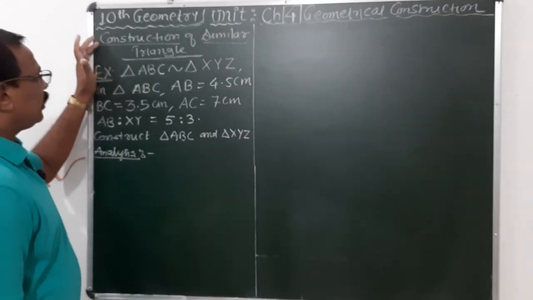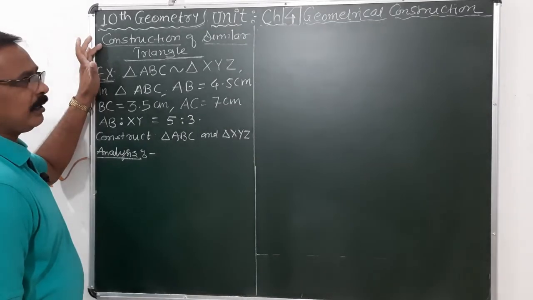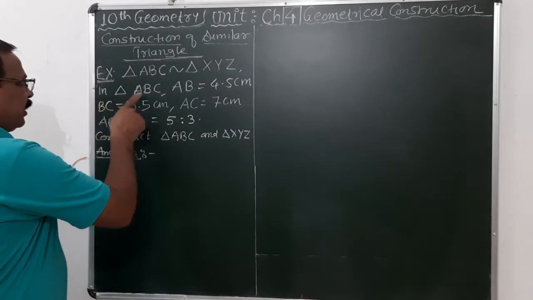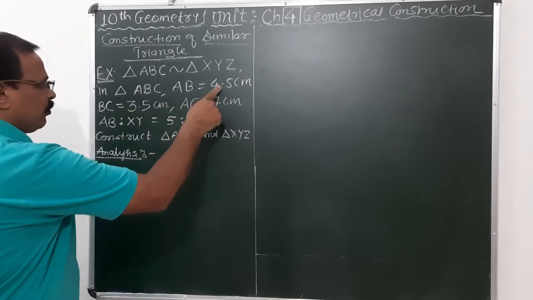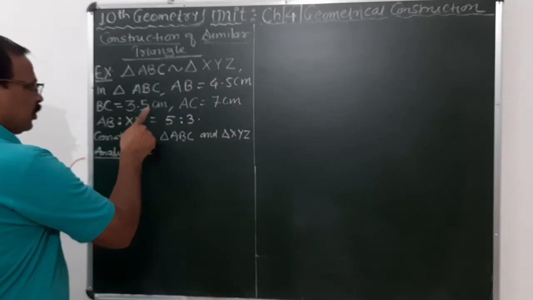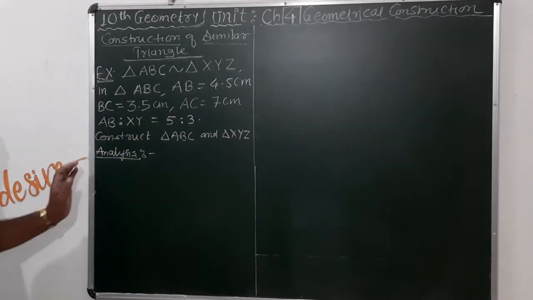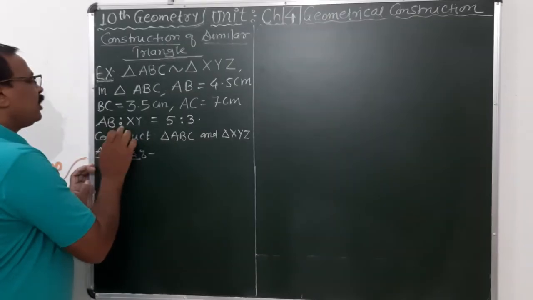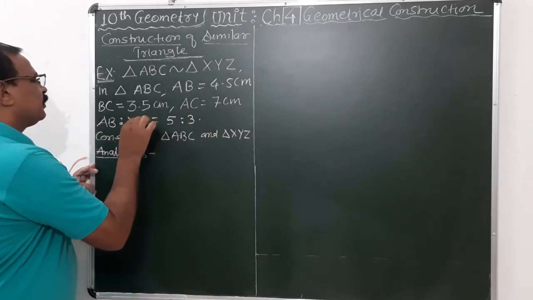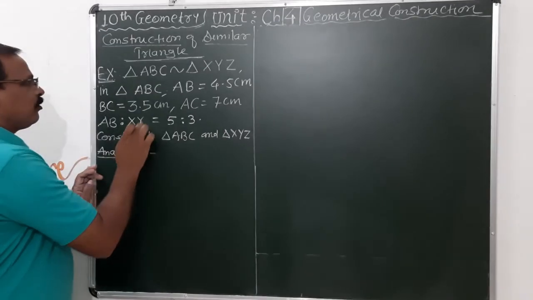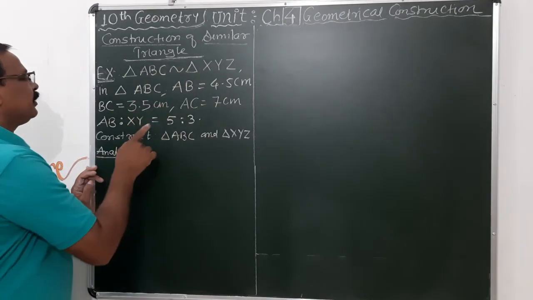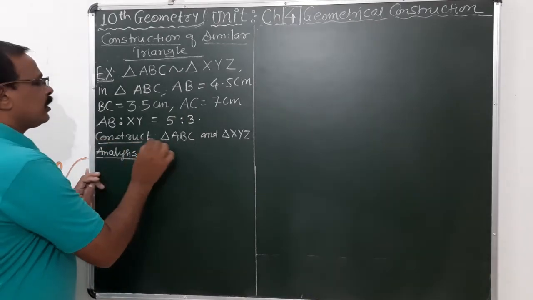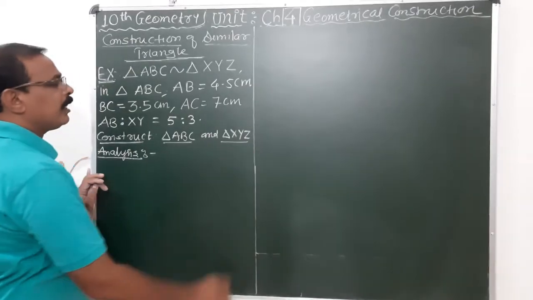Now here, construction of a similar triangle. Two similar triangles are given to you here. In triangle ABC, AB is equal to 4.5 centimeter, BC is equal to 3.5 centimeter, and AC is equal to 7 centimeter. The ratio of AB to XY, these are the corresponding sides of these two similar triangles, is nothing but 5:3. Then we have to construct triangle ABC and triangle XYZ.